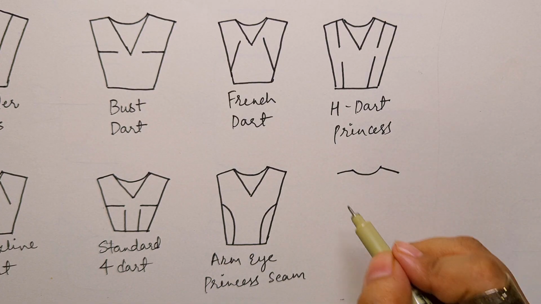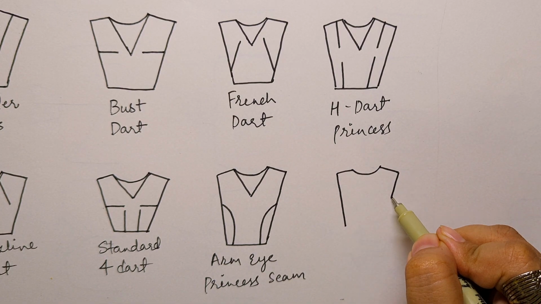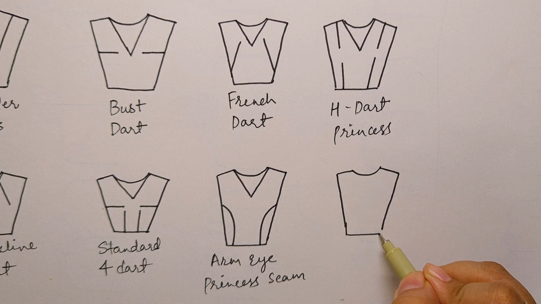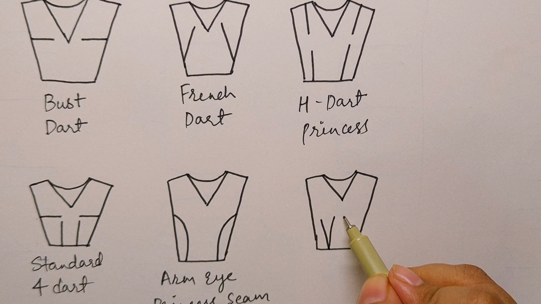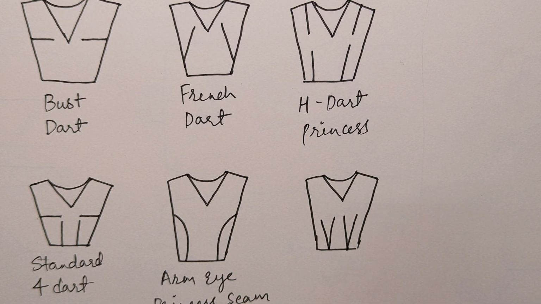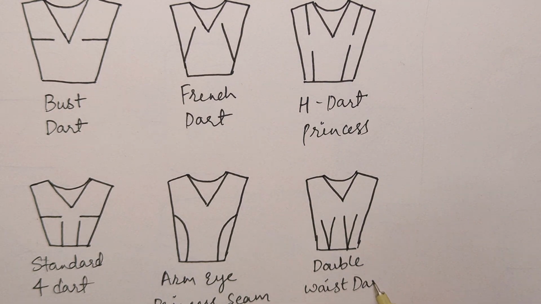Next is a double waist dart. This dart includes 2 darts on either side of the center. It provides a snug tailored fit around the waistline and creates an hourglass shape. Used mostly in structured garments where perfect waist definition is needed.